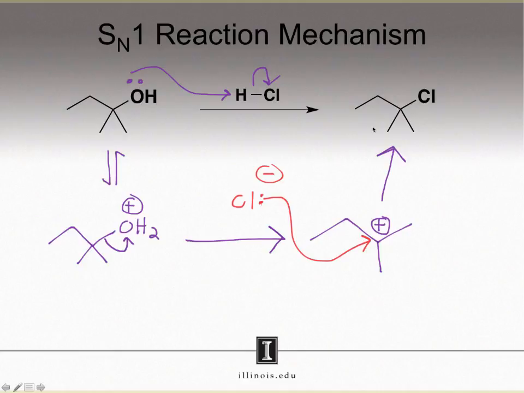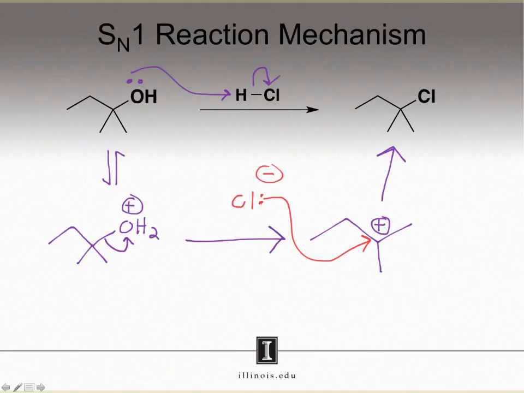A few notes about drawing mechanisms before we continue. Notice how all of my arrows start either on lone pairs or on bonds, and they end on atoms. Remember that a mechanism shows the movement of electrons, not the movement of atoms.